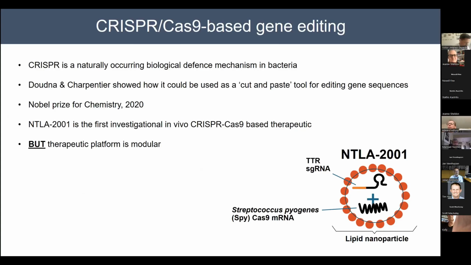NTLA-2001 is an investigational CRISPR-Cas9 based in vivo gene editing therapy, and it consists of a single guide RNA molecule that targets the human TTR gene and a human optimized mRNA sequence of Streptococcus pyogenes Cas9 protein encapsulated in this lipid nanoparticle, or LNP. Importantly, the therapeutic platform is actually modular. It's extremely easy to make a guide RNA molecule which targets any gene in the body.